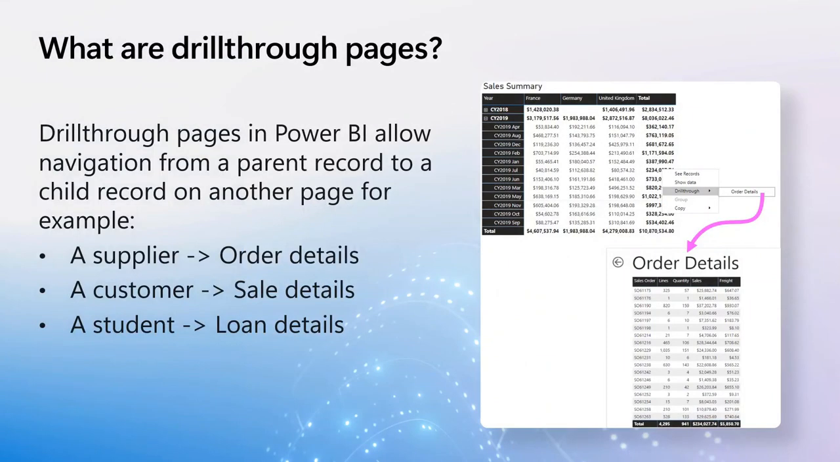Drill through pages are often used to allow us to navigate from something which provides us with summary data through to a page that gives us much more detailed data. So you might have a supplier and a summary of all of their orders, and a drill through page would provide all the details of those orders. Similarly, for a customer, it might give us the details of all of the sales that we've made to them. And in the context of our scenario, we're going to be able to move from a student through to the details of the loans that they've taken out.